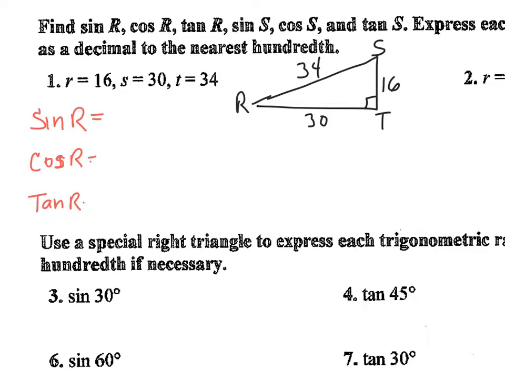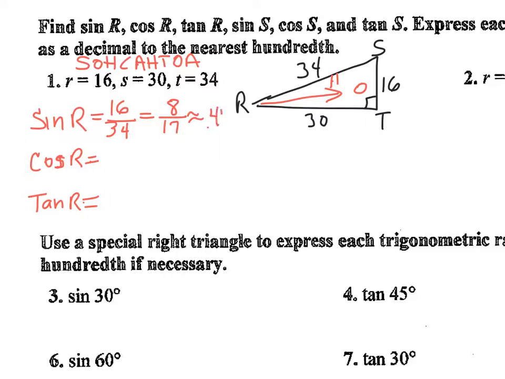So I label the triangle from the angle R. Across from R is the opposite, and then there's the hypotenuse. You have to remember SOHCAHTOA. So for sine, it's what over what? Opposite over hypotenuse, so that must be 16 over 34. When you reduce it by 2, it's 8 over 17, and that is approximately, in decimal form, 0.47.